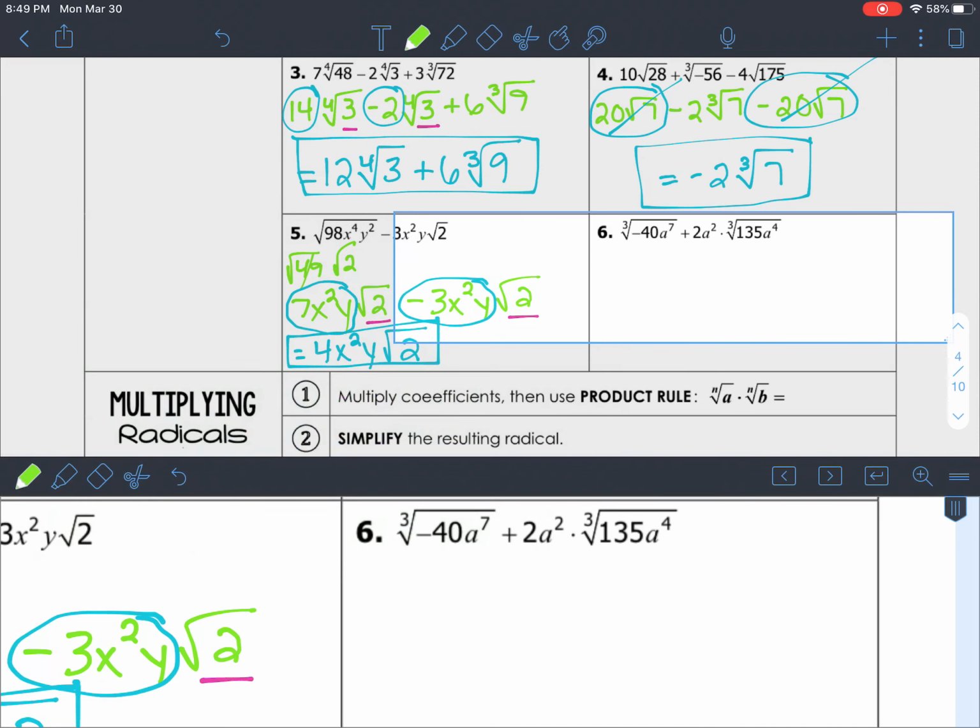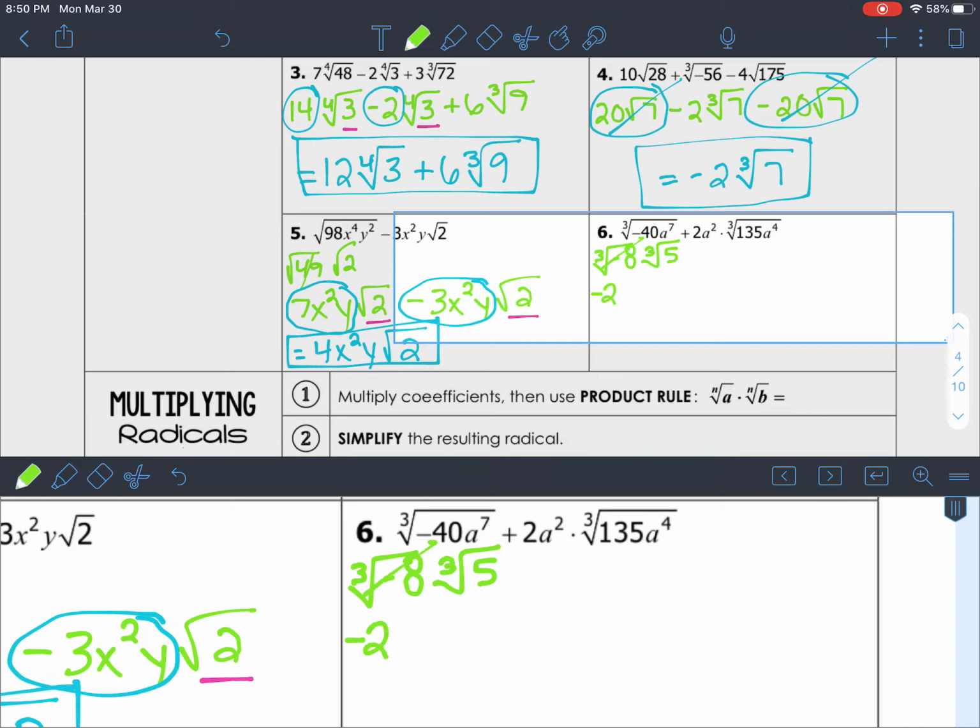All right, so if we move on to this last problem here, the cubic root of negative 40a to the 7th plus 2a squared, the cubic root of 135a to the 4th. So negative 40, I can break into the cubic root of negative 8 and the cubic root of 5. So if I just go from there, the cubic root of negative 8 is negative 2.